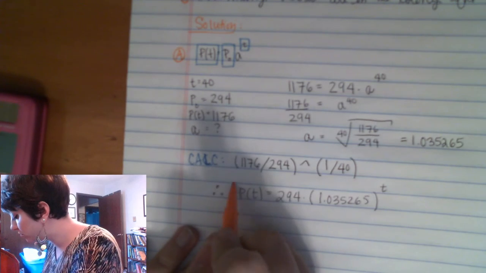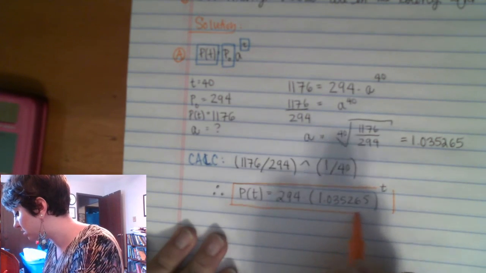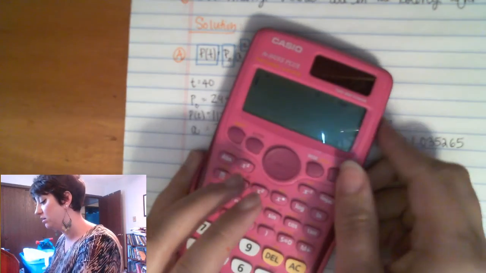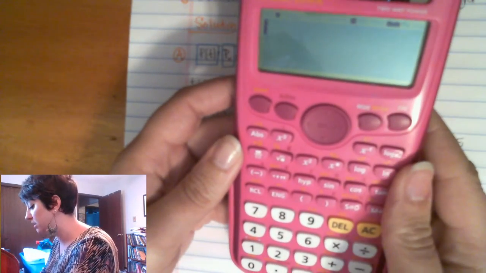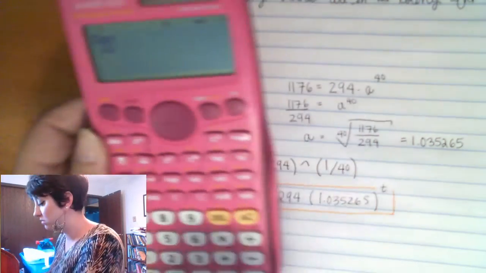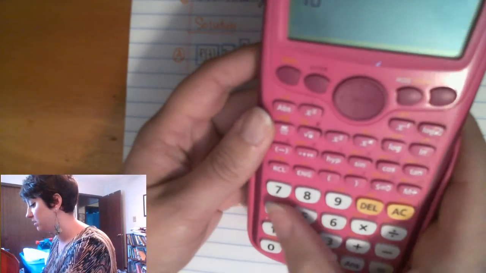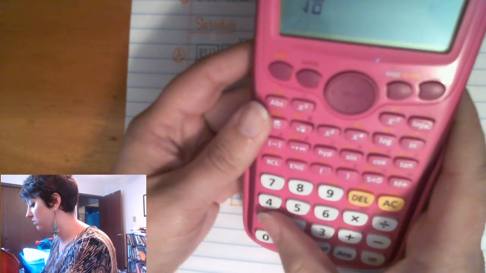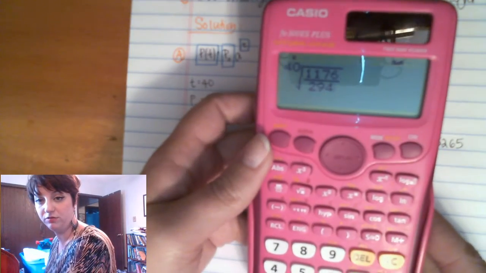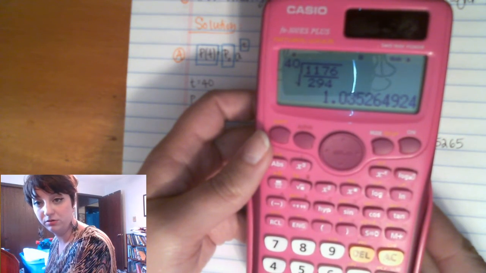Now if you use the root button instead, that's fine. On my Casio, which I really like this calculator a lot, because it has a root button and it looks exactly like this. So I can type exactly this thing: the 40th root of 1176 divided by 294. And that's what I have written on my paper. And I get the same thing as I did on the yellow calculator.